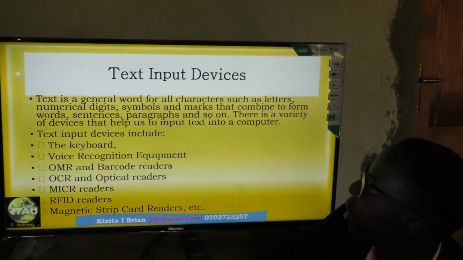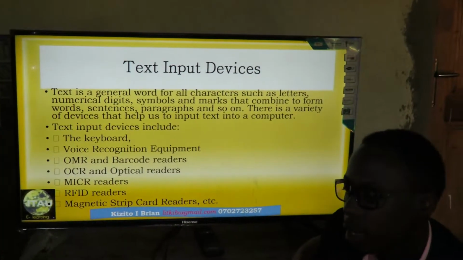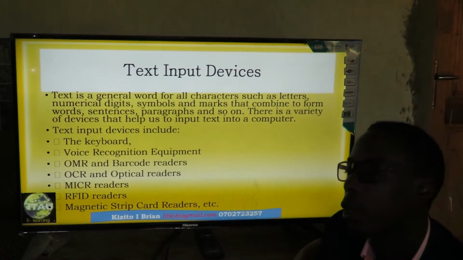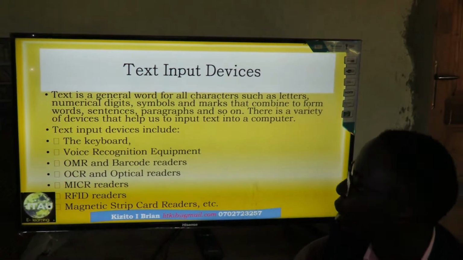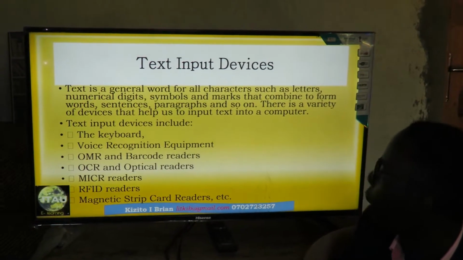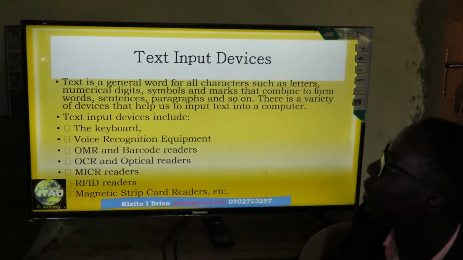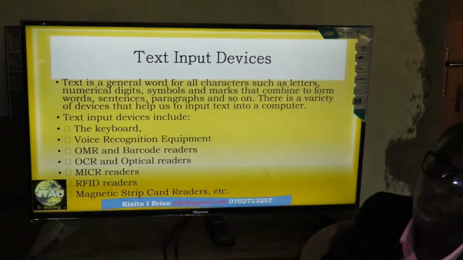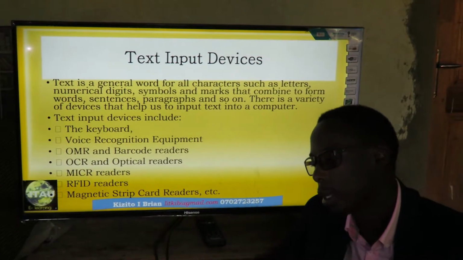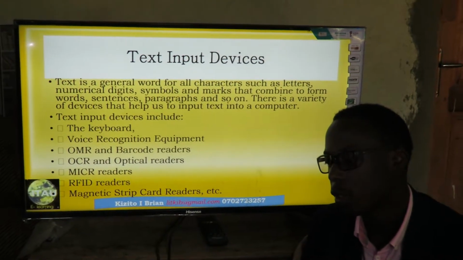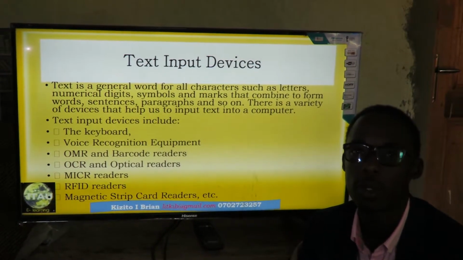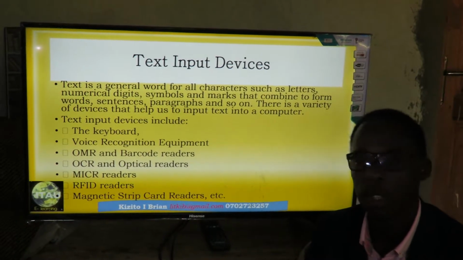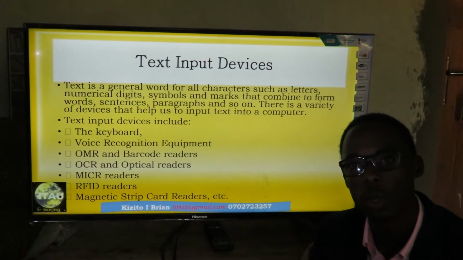Text input devices. Text is a general word for all characters such as letters, symbols, numerical digits, and marks that are used in typing. These combine to form words, paragraphs, sentences. Therefore, there are a variety of devices that help users to input data into a computer. For example, a keyboard, voice recognition devices, optical character recognition devices, magnetic ink character recognition devices, the RFID, radio frequency identification devices. These all enter text data into the computer.